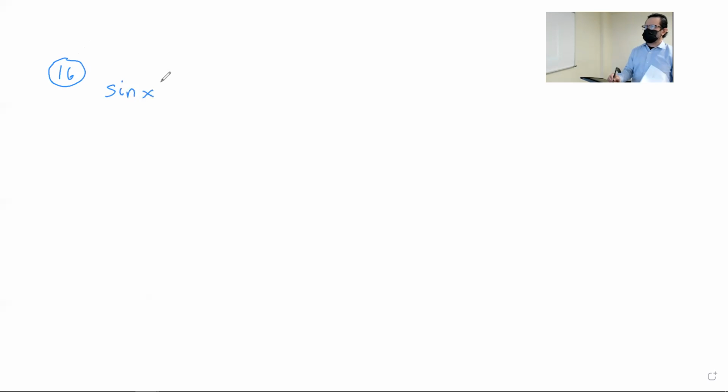So we've got sine of x multiplying the tangent of x times the cosecant squared of x, minus the sine of x multiplied by the tangent of x.